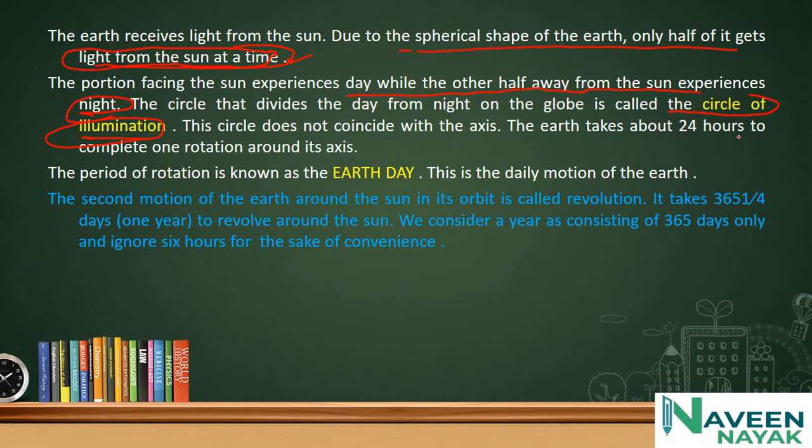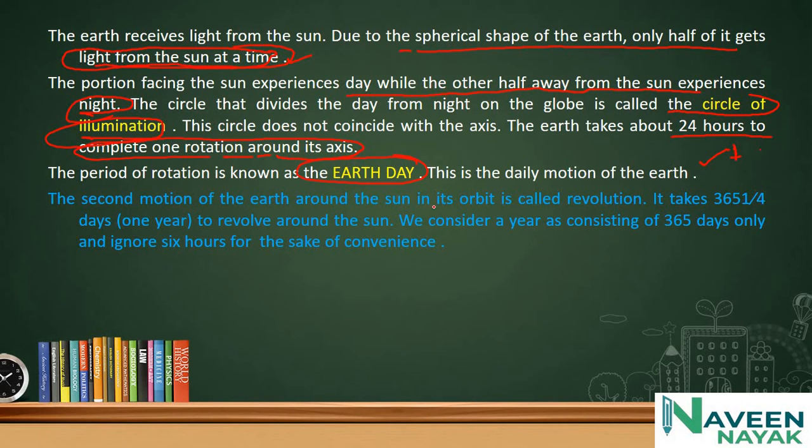The earth takes about 24 hours to complete one rotation around its axis. Remember, 24 hours to complete one rotation around its axis. The period of rotation is known as the earth day. This is the daily motion of the earth, and due to rotation we have day and night.